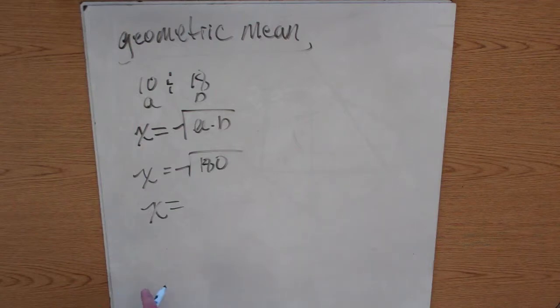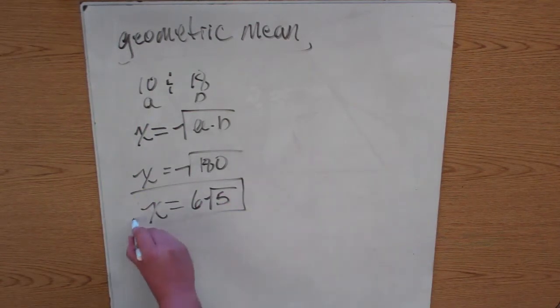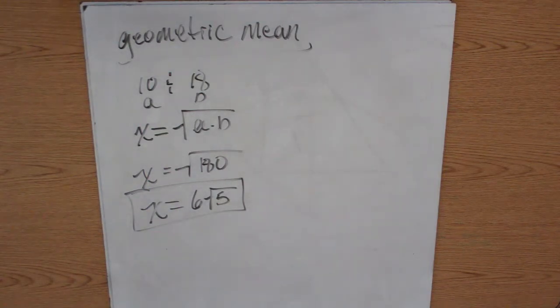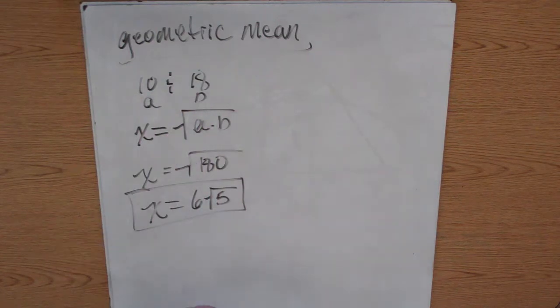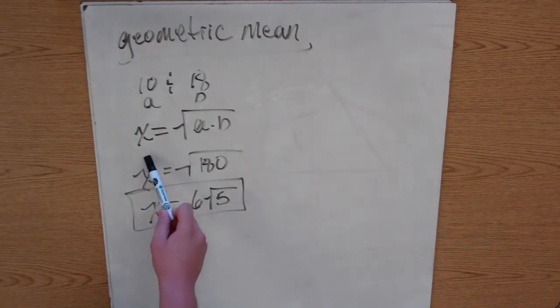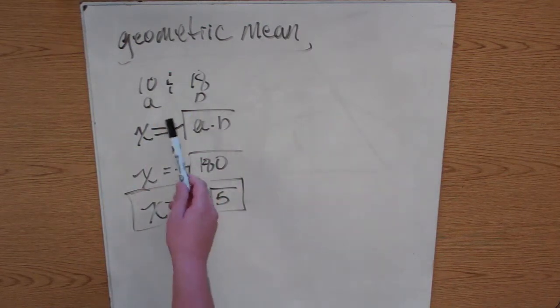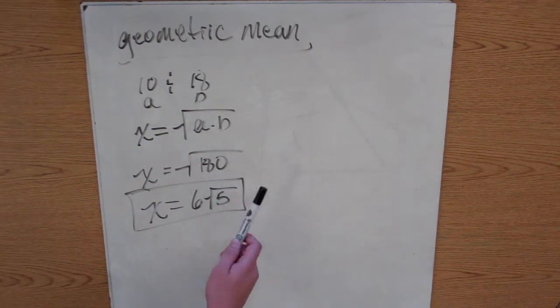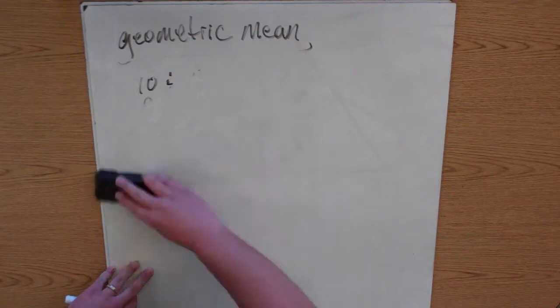So 180 breaks down to 6 times the square root of 5. That is your simplest radical form of 180. So 6 times the square root of 5 is the geometric mean of 10 and 18. Remember, your formula for geometric mean is x equals the square root of a times b. A times b is 180. Square root of 180 is 6 times the square root of 5, leaving it in the simplest radical form. All right, let's go to number 8.